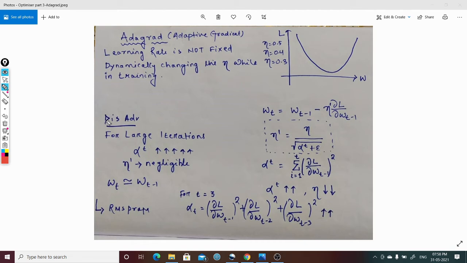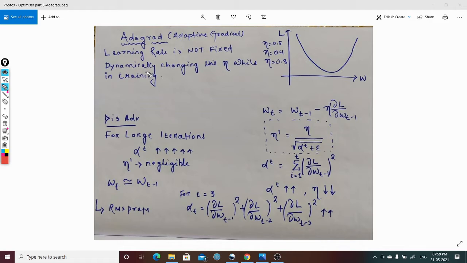So in this video we are going to see the next part of optimizers. We have seen mini batch gradient descent, stochastic gradient descent as well as stochastic gradient descent with momentum. The next optimizer we are going to discuss is Adagrad, that is the adaptive gradient optimizer.